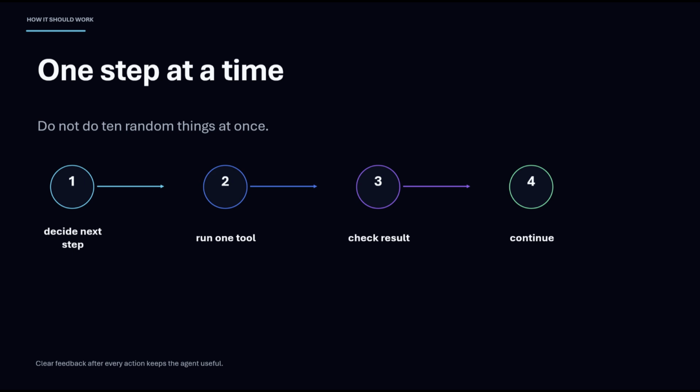The agent itself should not do some random things. And it should not do many tasks at once. It should always go step by step with clear structure after every single decision.